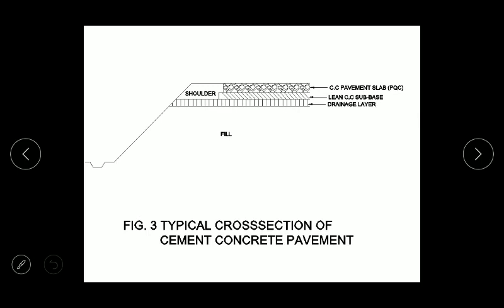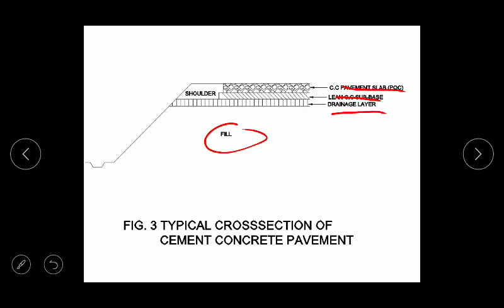And coming to another figure of a typical cross section of cement concrete pavement or rigid pavement. So here you can see again a fill or embankment, and after that a drainage layer, or you can say a base course, and after that lean concrete or sub base, and after that cement concrete slab.